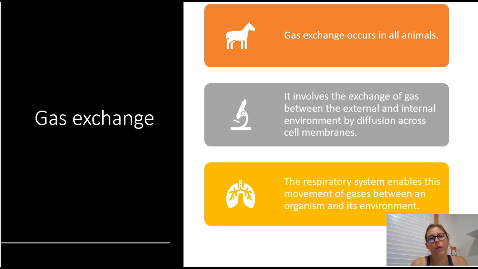So what we need to realize is this gas exchange does occur in all animals. It may be different, but it certainly occurs. And it's the exchange of the gases between the internal and the external environment. Now, we've done a fair bit on diffusion, so you know that diffusion is the movement across the cell membrane from a region of high concentration to a region of low concentration. So the respiratory system is what enables this to happen in more complex organisms such as humans.